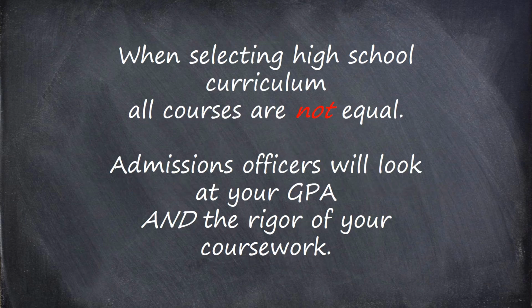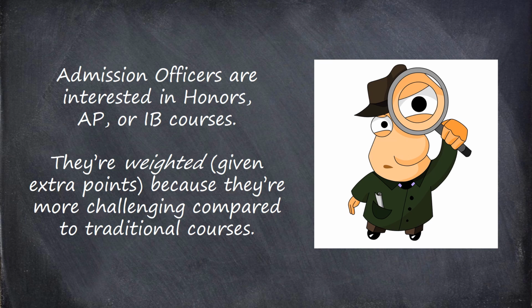When selecting your high school curriculum, I want you to know that all courses are not equal. Admission officers are going to be looking at both your grade point average, which is your GPA, and the rigor or difficulty of your coursework. Admission officers are especially interested in the honors, AP, which stands for Advanced Placement, or IB courses. They're weighted, which means they're given extra points because they're more challenging compared to traditional courses.